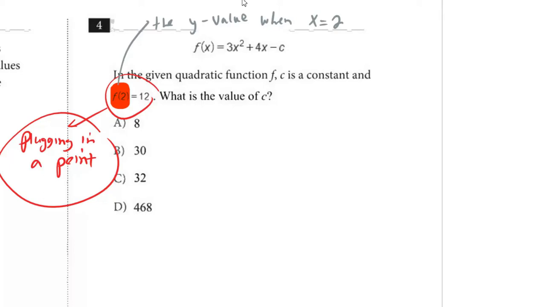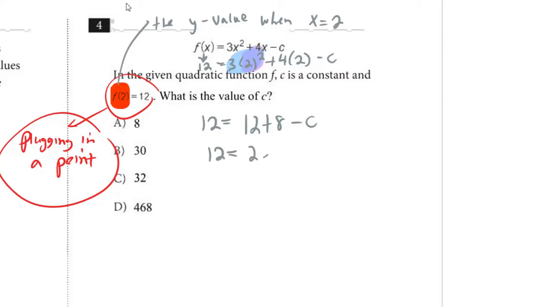So let's plug that in. So y is 12, and this is our y right here. And x is supposed to be 2, so 3 times 2 squared plus 4 times 2 minus c. And in this situation right here, we want to do the exponent before we multiply in the 3. So that would be 3 times 4, which is 12, plus 8 minus c. And we had another 12 right here. So now we can combine like terms. Then we can take away 20 from both sides. Then we can multiply both sides by negative 1. And we have c equals 8, which is A for number 4.